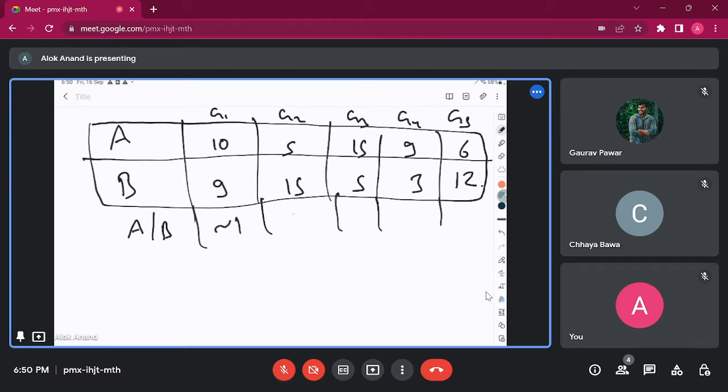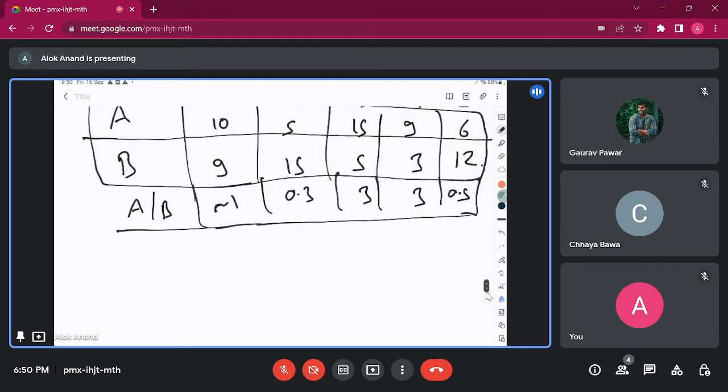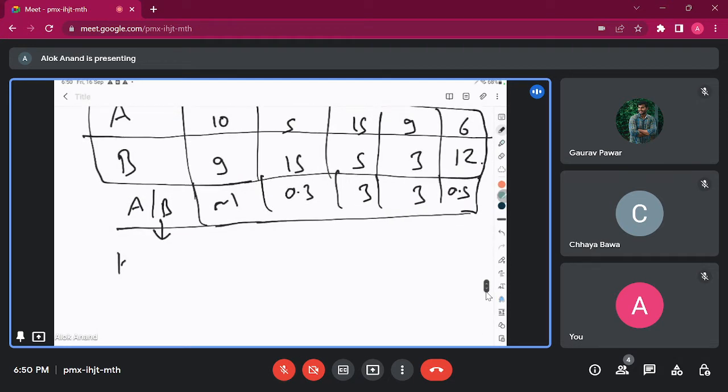5 upon 15 is 0.3. 15 upon 5 is 3. 9 by 3 is 3. 6 by 12 is 0.5. Now this is the A upon B. Now when we calculate A upon B, this is known as fold change. Fold change. That is, with respect to A, how many times B is expressed.